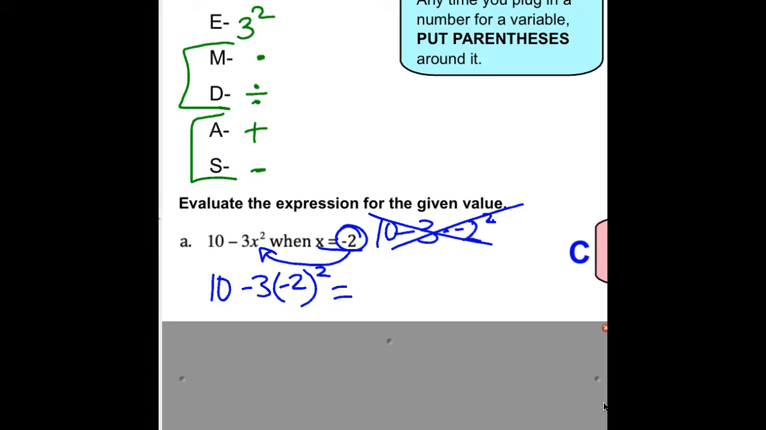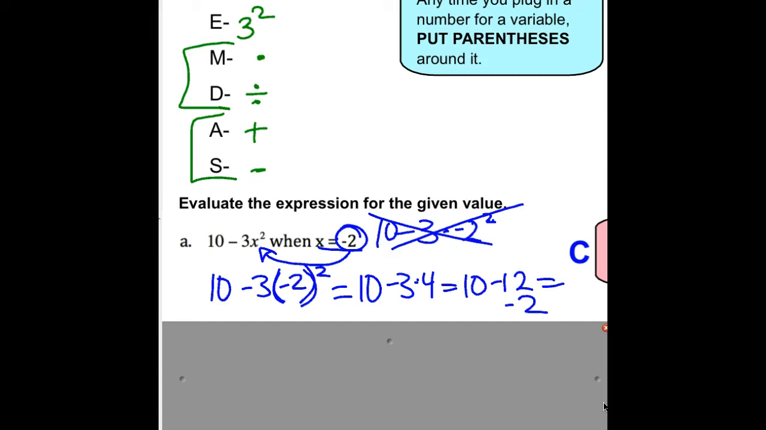So now we can evaluate this. We're going to start with parentheses. So here's my set of parentheses. There's no operation to do in there, so next I'm going to move to the exponent, so -2 squared. That's -2 times -2, which is 4, so I get 10 minus 3 times 4. Now I multiply or divide. I see a multiplication sign, so I'm going to go 3 times 4. And now I see a subtraction sign, and so I am going to subtract. And I end up with -2.